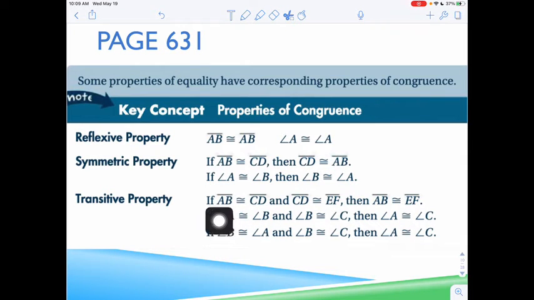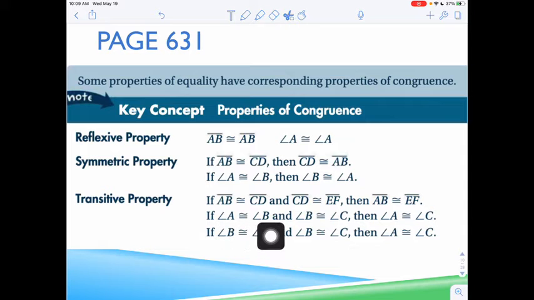For the transitive property, we have if segment AB is congruent to segment CD and segment CD is congruent to segment EF, then segment AB is congruent to segment EF. So again, this is sort of like using what we would think of as a substitution property to combine these two statements. We have a similar idea for angles.